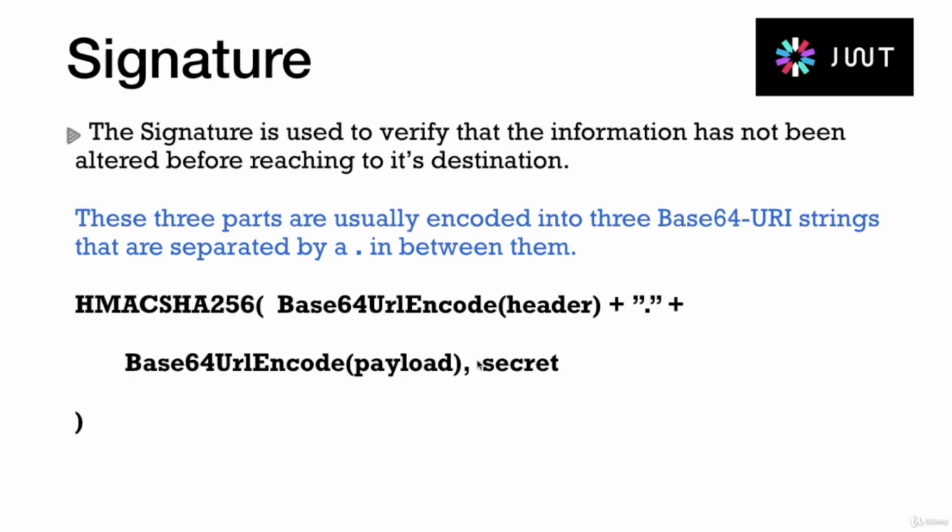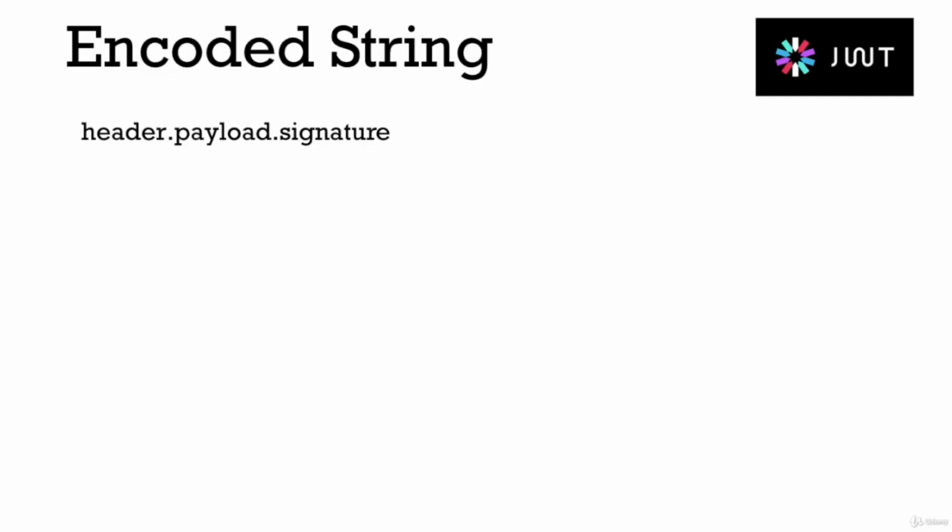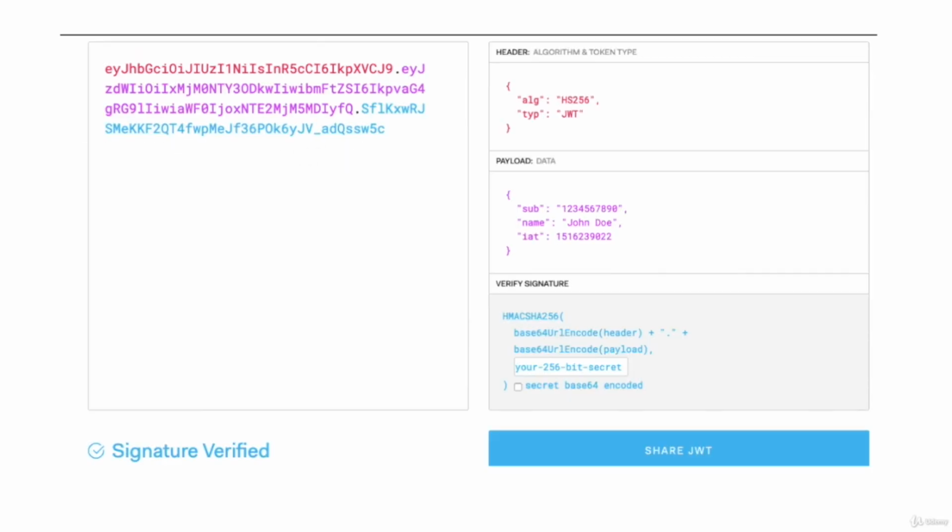This will be a 256 secret. And by combining all three parts separated with a dot, we will get the information that we want to exchange. So the encoded string, the encoded information that we are trying to exchange, will look like this: the header part separated by a dot, then the payload part separated by a dot, and then our signature. Now how will it look?